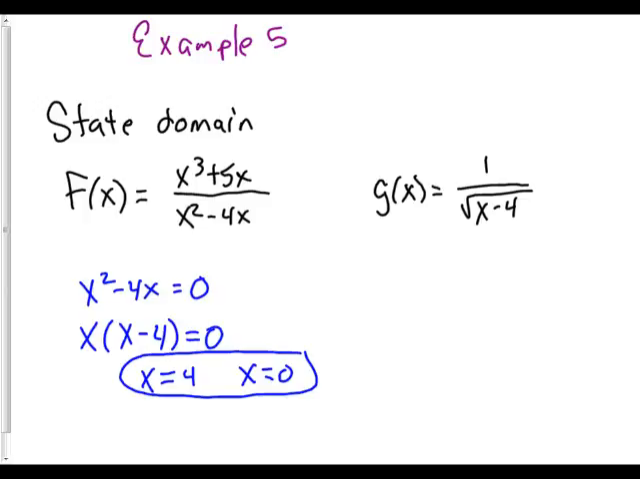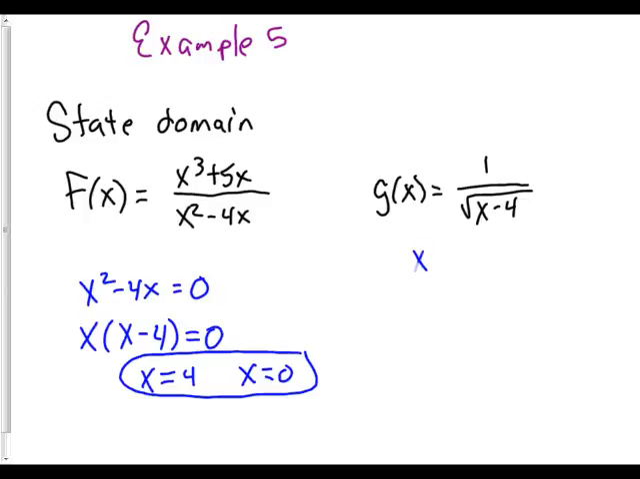So if I plug 4 in or 0 in for x in f of x, it's going to give us a divide by 0 scenario, and we can't do that. So x equals 0, x equals 4 is excluded. The g of x, we have to look at this scenario here. We have a radicand in the denominator. We cannot find the radical of a negative number. So we can't have a negative number.